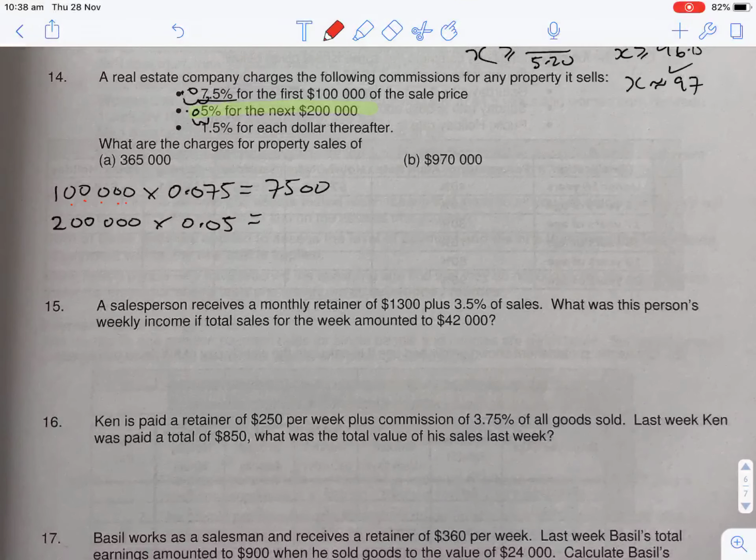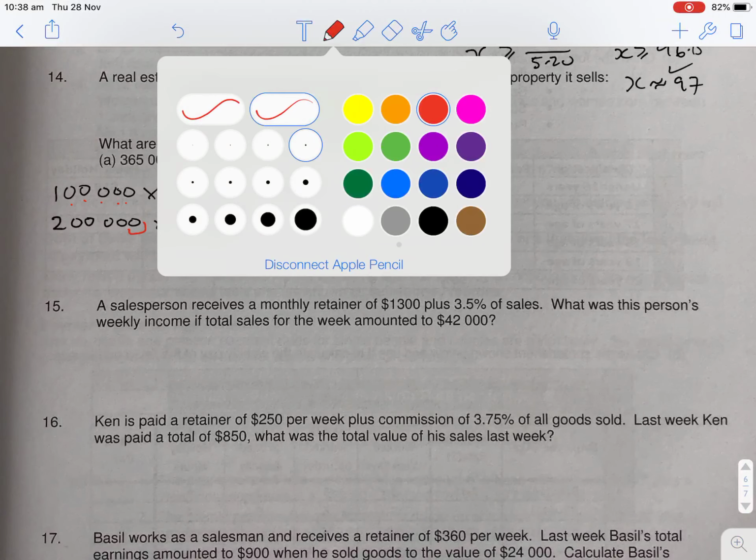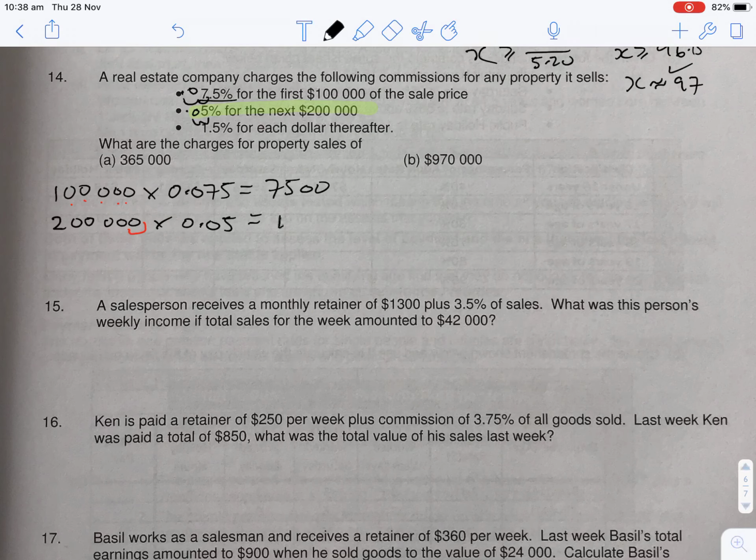To find 10% of any number, there's 10 lots of 10% in a whole, so I'm just dividing by 10. So I'm going to move that decimal 1 decimal spot. So 10% would be 20,000. 5% is half of 10%, so half of 20,000 will be my 10,000. So in this case, I'm going to have 10,000 for that band.